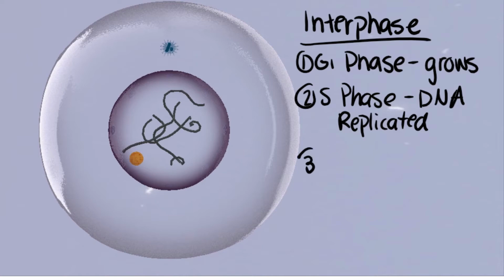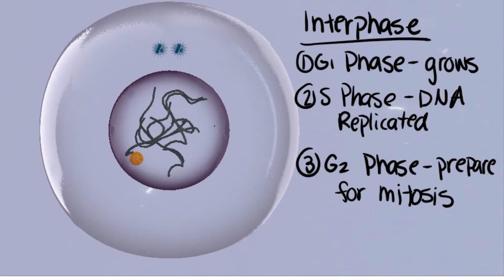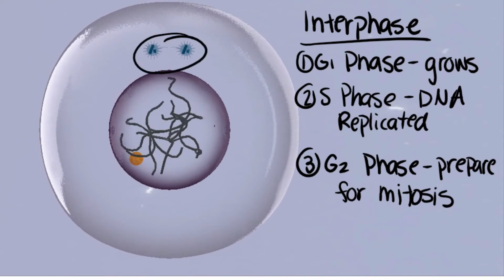The third and final phase is called the G2 phase. This is usually the shortest of the phases, and it's when the cell prepares for mitosis. During this phase, the cell makes all of the organelles it needs for mitosis, including the centrioles. Here you will see the DNA begin to uncoil and the centriole begin to split up into two. As you can see, the centriole splits and the DNA begins to unwind.